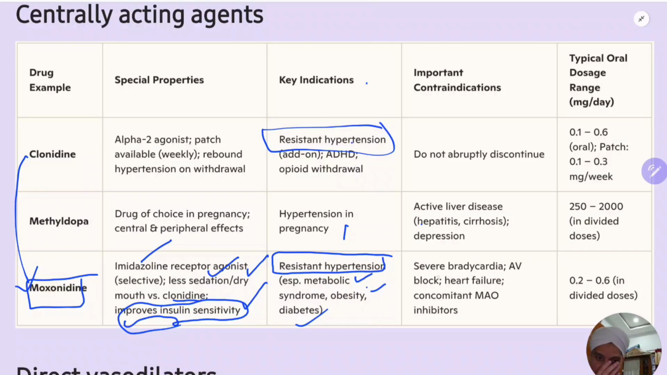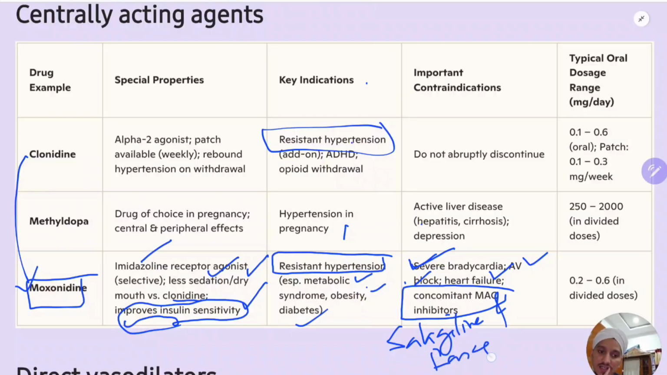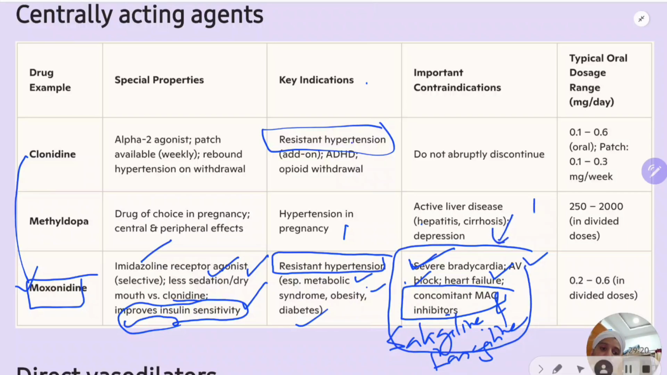But what are the side effects of Moxonidine? Severe bradycardia. So in patients with bradycardia, you shouldn't use Moxonidine. Also patients with AV block, patients with heart failure, and concomitant MAO inhibitors like selegiline and rasagiline. So Moxonidine contraindications are similar to contraindications of beta blockers. Because it causes bradycardia, Moxonidine should not be used in patients with acute heart failure, bradycardia, and AV blocks. The dose is usually 0.2 to 0.6 mg in divided doses.